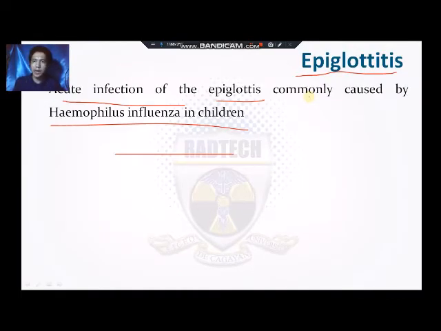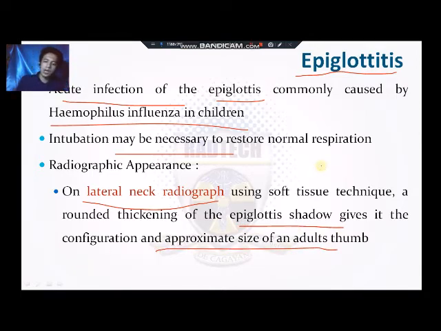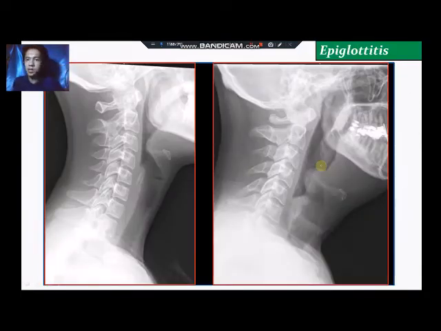Okay, so similar gihapon sa epiglottitis. Okay, so radiographic appearance best demonstrated on a lateral neck radiograph using soft tissue technique, and then a rounded thickening of the epiglottis shadow gives the configuration and approximate size of an adult's thumb.